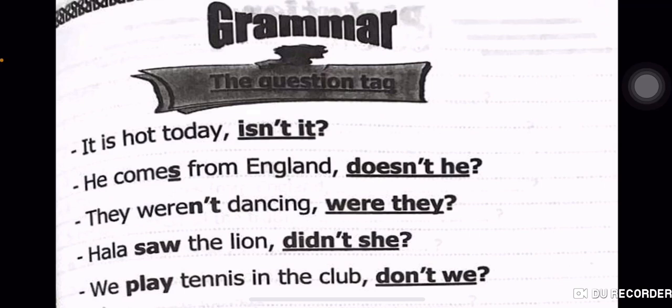Now we are going to take the grammar, the question tag. Please pay attention with me and concentrate with me. In the question tag, we put the question at the end of the sentence. Before the question tag, we put a comma, and at the end, we put a question mark. Don't forget.